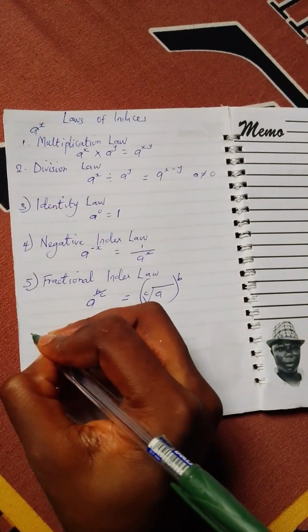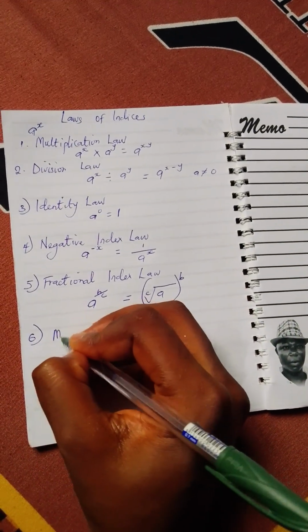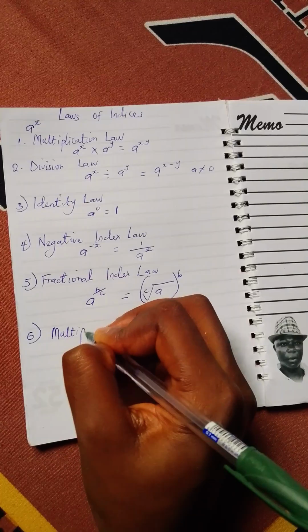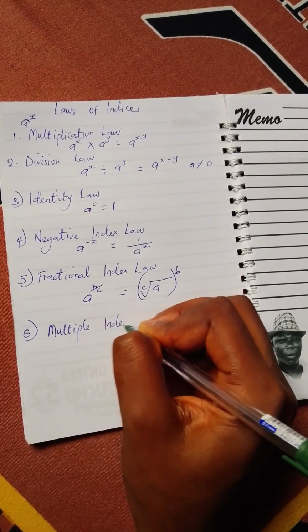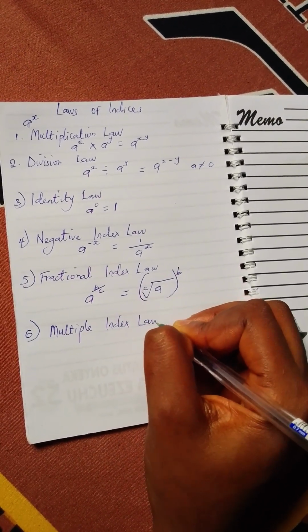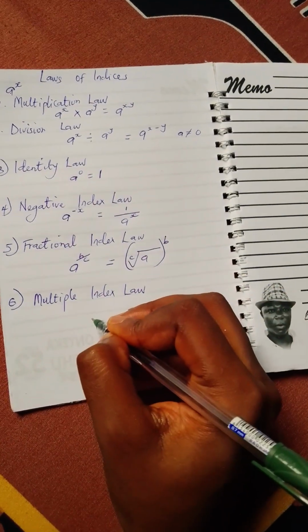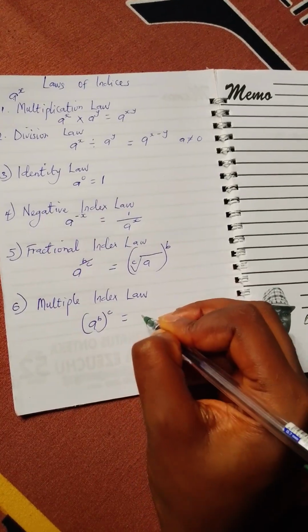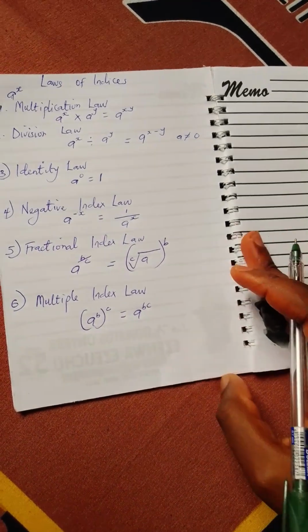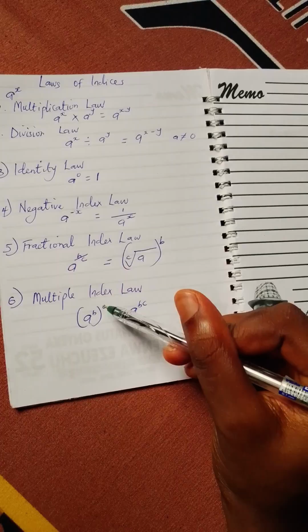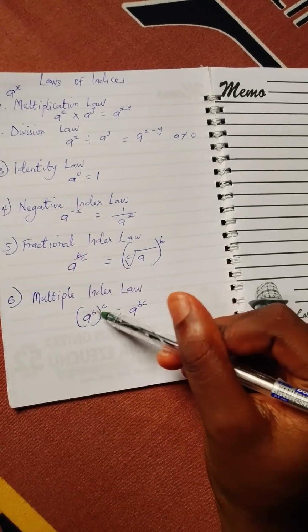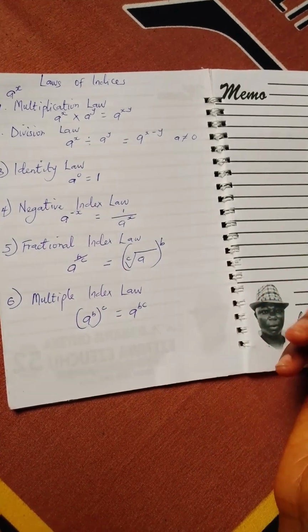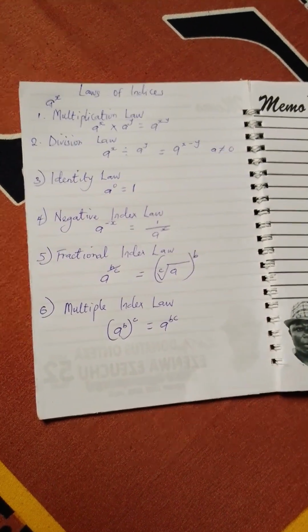Now, the next one is the multiple index law. Multiple index law simply states that a raised to power b, raised to power c, is equal to a raised to power bc. So when a number has two powers, you simply multiply those two powers and then raise that number to it.